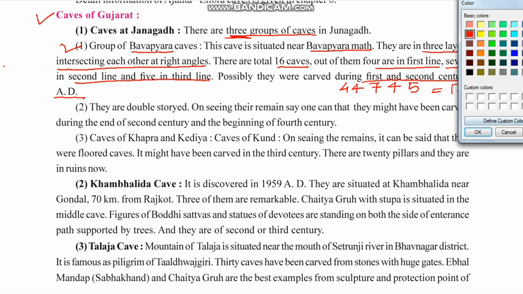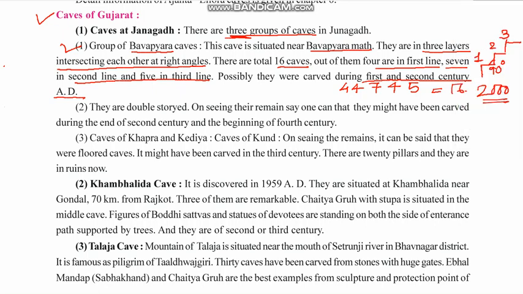The second are the double story caves. See, the first one is Baba Pyara, second they are double story. On seeing the remains, one can say that they might have been carved during the end of the 2nd century and the beginning of the 4th century. These are older caves in comparison to the Baba Pyara caves.